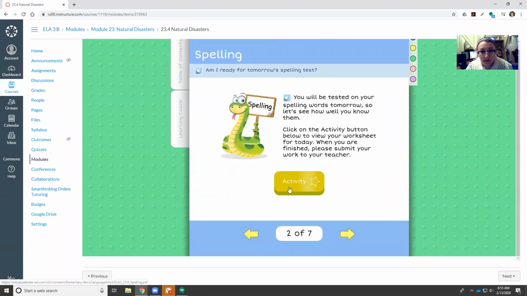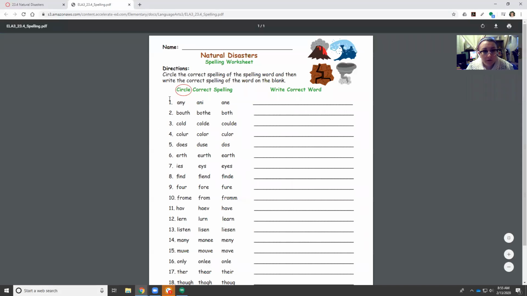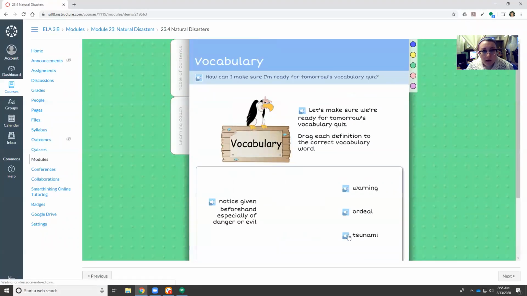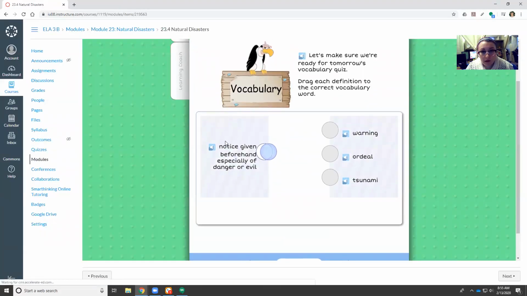Spelling, this is the activity I was saying about. You have to pick the correct spelling and circle it, and then write the correct spelling on the other side. Vocabulary is the self-check, so it goes from the definition, and then you have to match it, click and drag to the word.